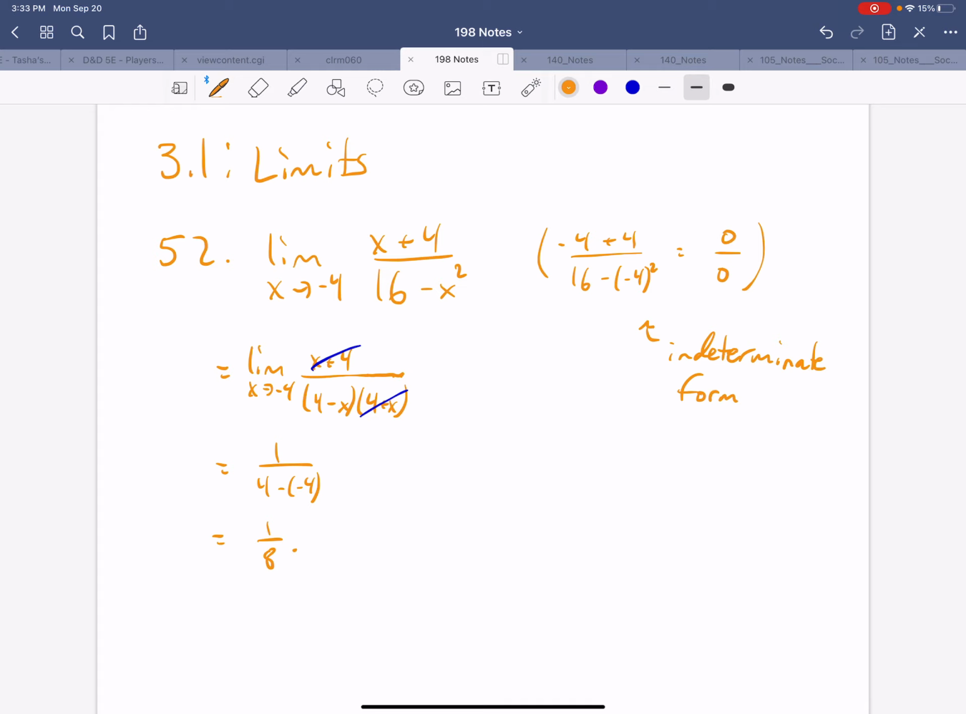Now, I just want to be clear. I mentioned this in class. The function does not exist at negative 4. You can't plug in negative 4. You get division by 0. It's not okay. But what you have is you effectively have a function 1 over 4 minus x.